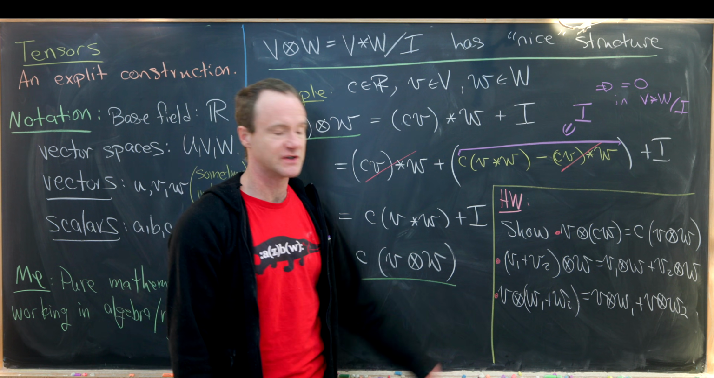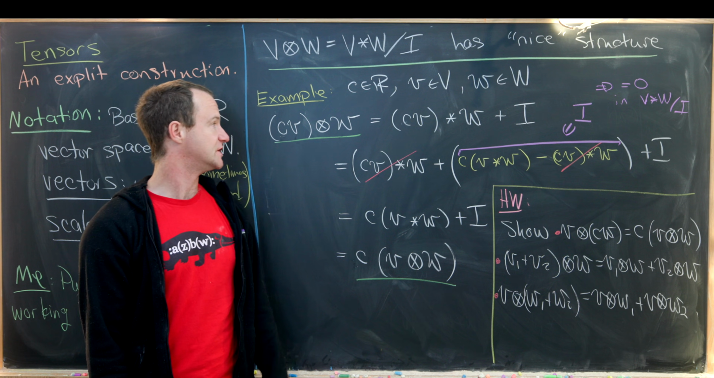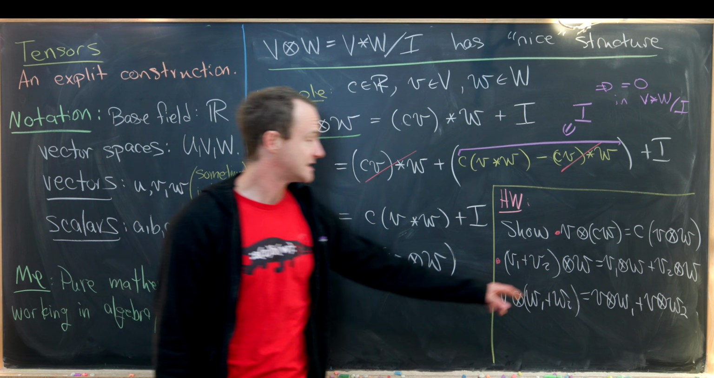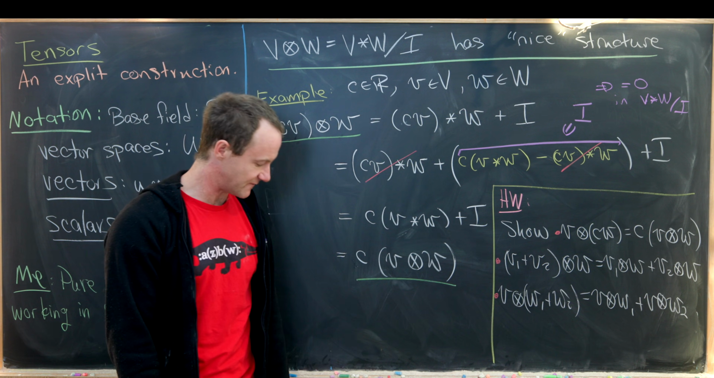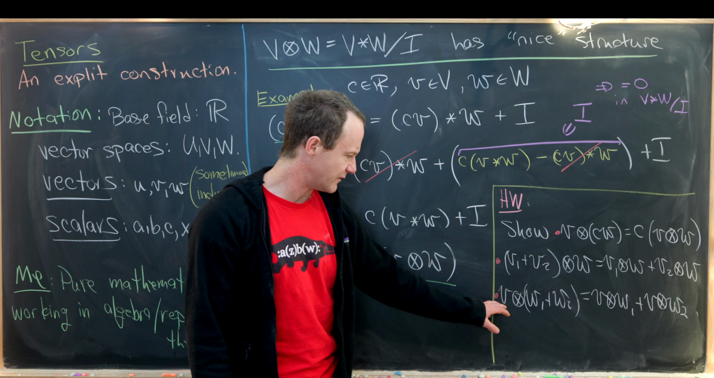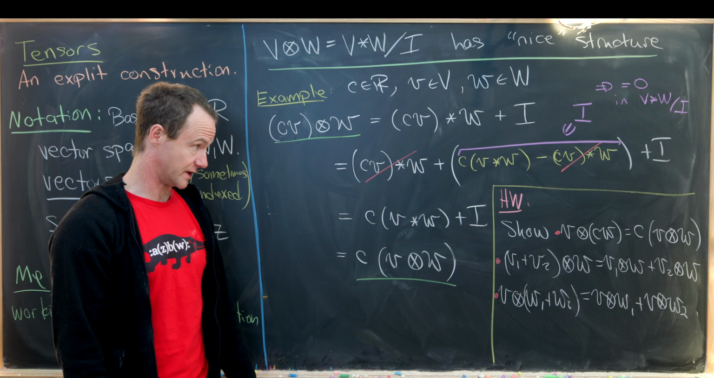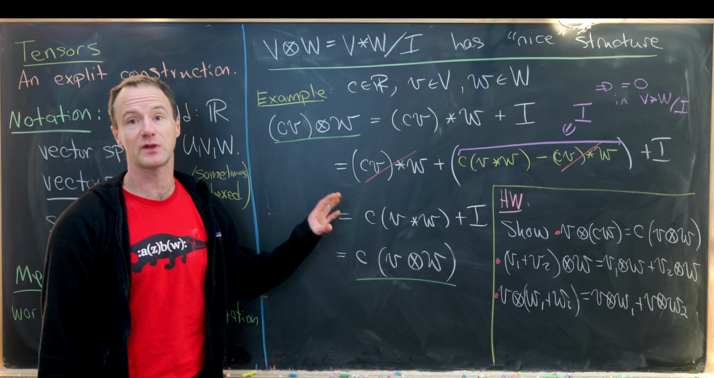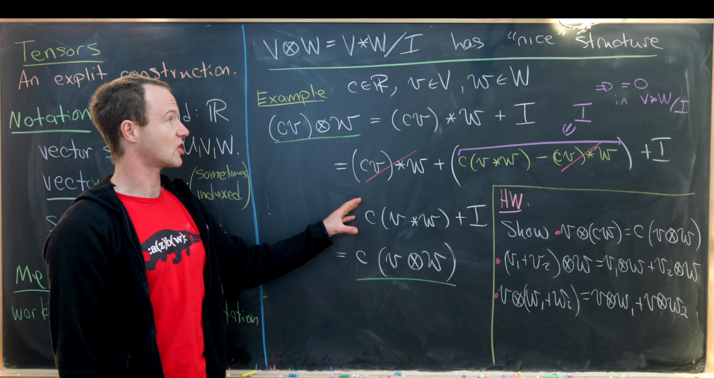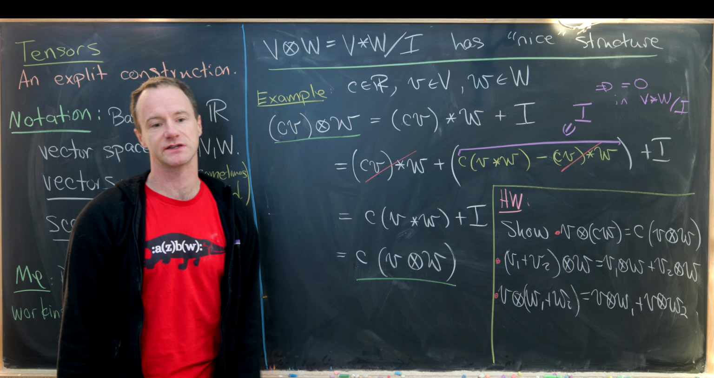Then we've got some sort of distributive rule. So (V1 plus V2), where V1 and V2 are both in V, tensor W is the same thing as V1 tensor W plus V2 tensor W. And then finally, we've got another thing that looks like a distributive rule, but in the second component. So like I said, if you've never played around with this structure of a quotient vector space, it's useful to write these down at least once.